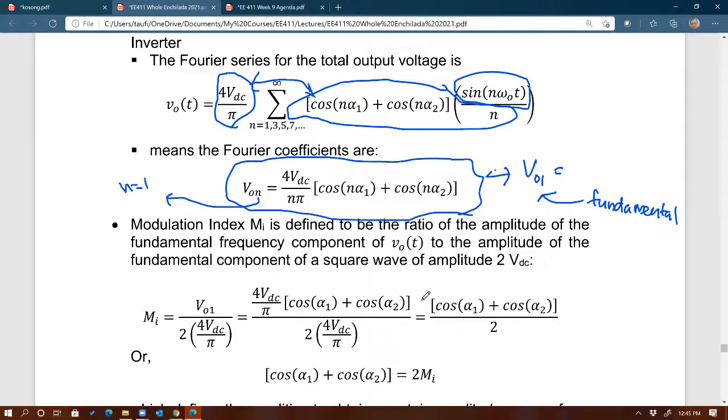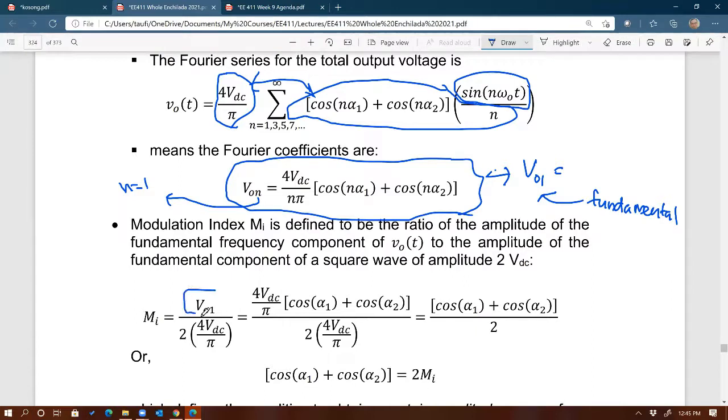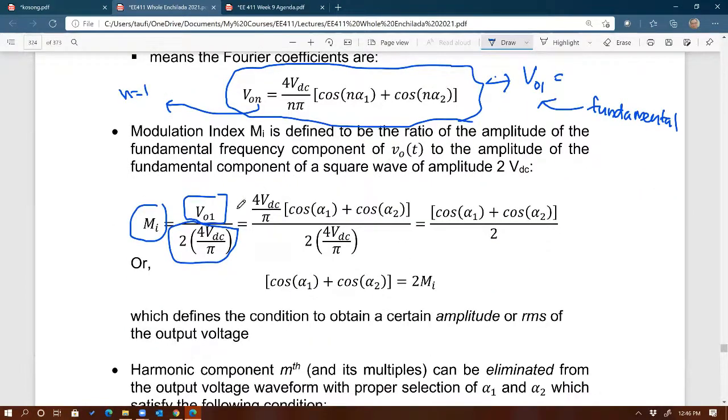So therefore, the ratio of the fundamental component of the output to the fundamental component of the input square wave, due to the DC, is called the modulation index. That's the definition of it. And now we know the equation for the output, so you can see why having this equation is important. Now I can plug that equation in when n is equal to 1 and divide it by 2 times the fundamental component of the input, and that equation simplifies to this equation right here.